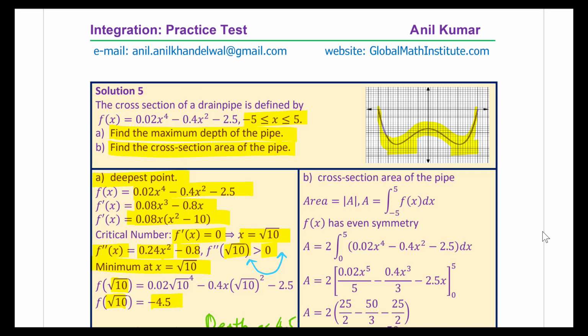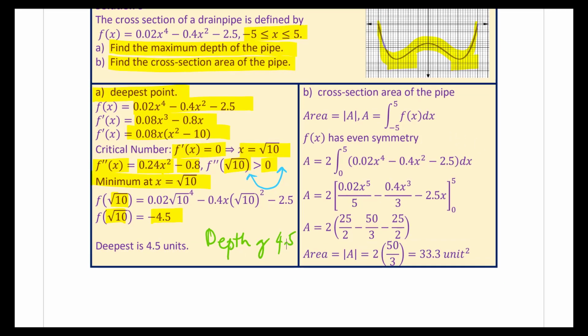Now for part B, we need to find the cross section, right? So cross section area you can find using the integral. So let's integrate the function given to us. But remember, area is always positive. So when you integrate, you are expecting a negative answer. Take the positive value for the area. So area is the absolute value of A, but let's find the integral, which is A for us, from minus 5 to plus 5, f of x dx.